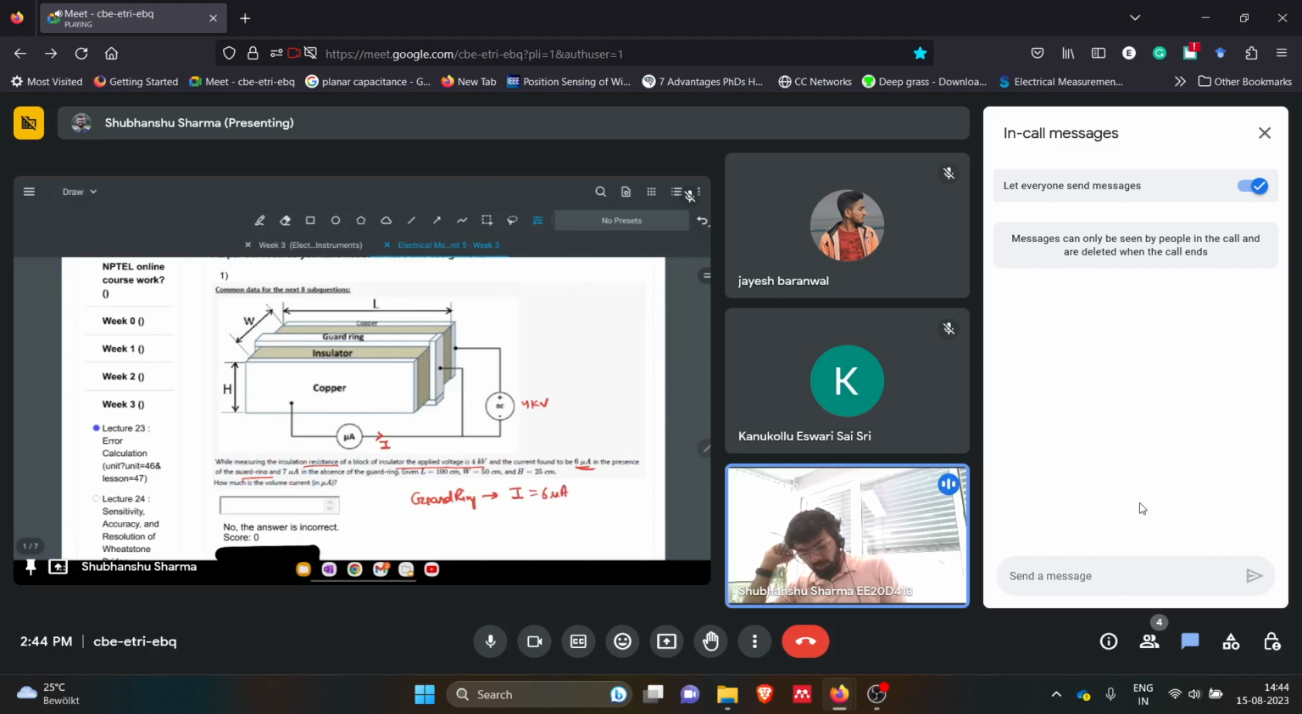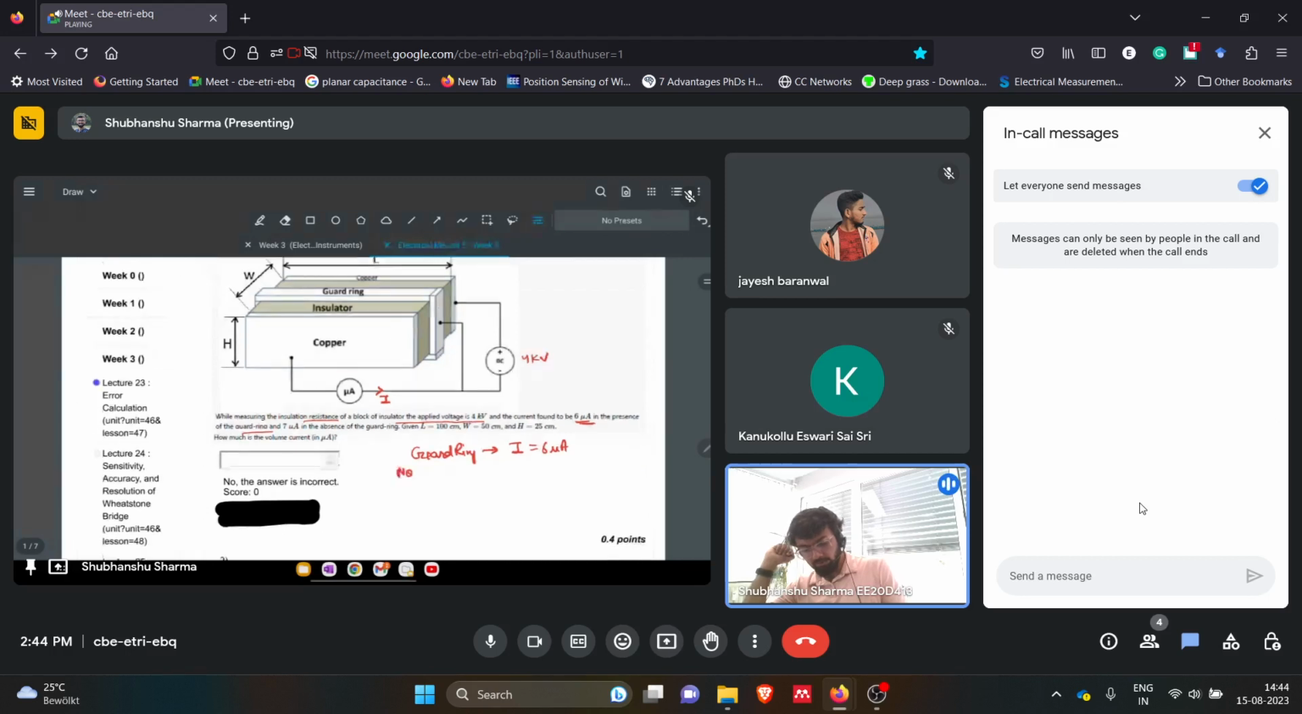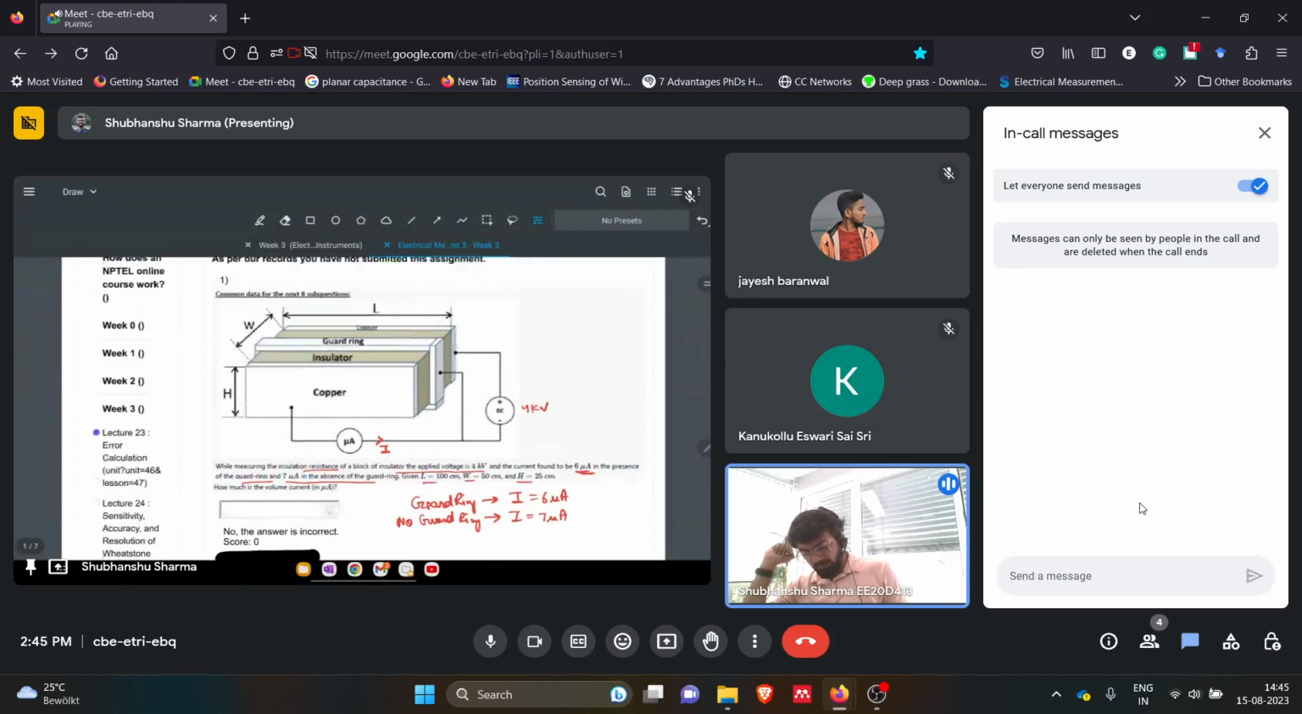And in the absence of the guard ring, we have I equals 7 microamperes. Okay, so we have length, width and height for this system. How much is the volume current?